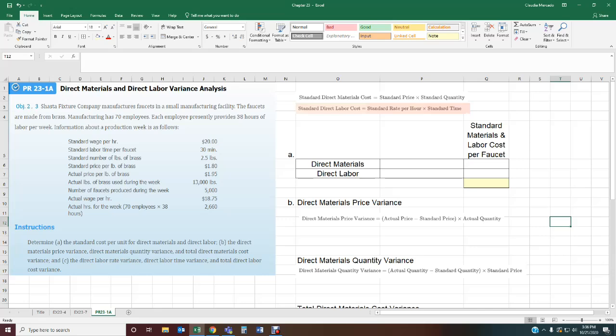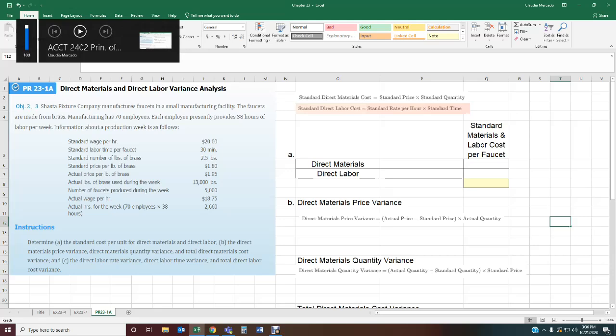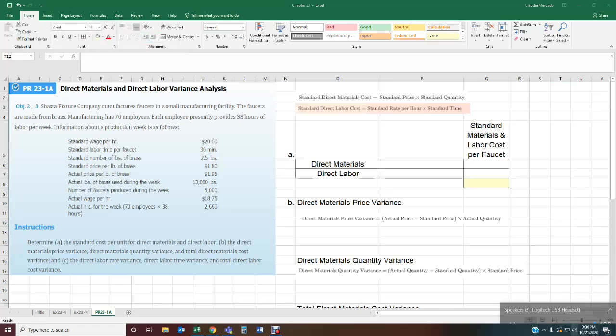This problem reads: Shasta Fixture Company manufactures faucets in a small manufacturing facility. The faucets are made from brass. The manufacturing company has 70 employees. Each employee presently provides 38 hours of labor per week, and information about a production week is as follows. So this is what happens during 1 week of production. We have the standard and then the actual, so we need to be able to differentiate the information for standard versus actual.